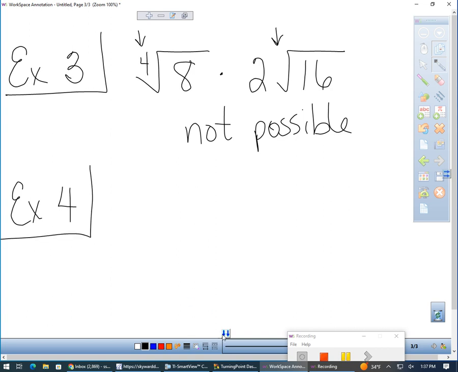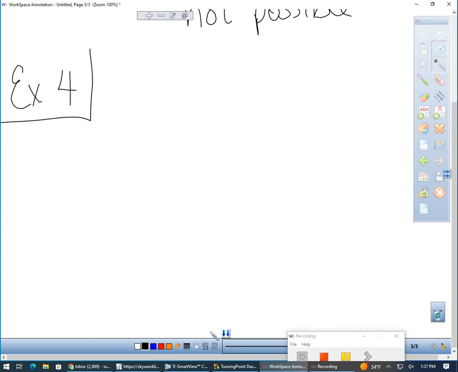All right. So let's break this down a little bit more. So in the first section, 10 through 18, it says multiply and simplify.